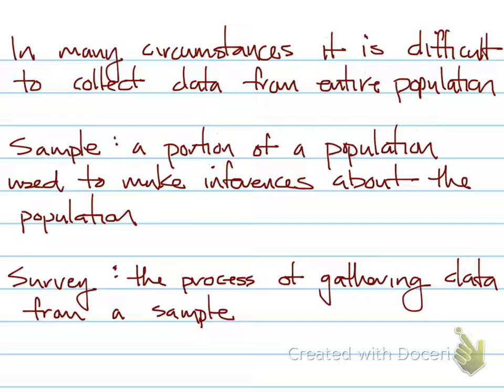And in most, if not most circumstances, it's difficult to collect data from the entire population. So it makes more sense, it's more possible, to gather that information from a smaller sample that is hopefully representative of the entire population. A sample is a portion of the population used to make inferences about the population. And a survey is a process of gathering the data from a sample.